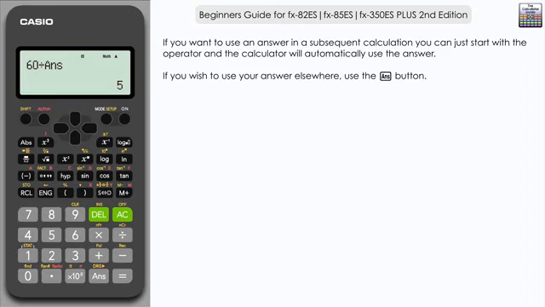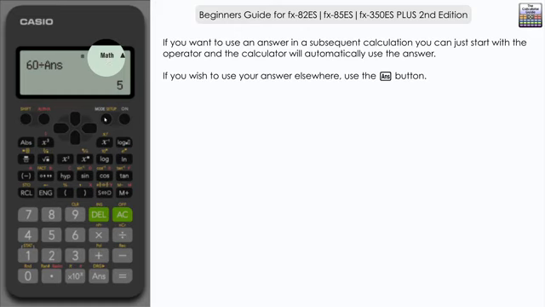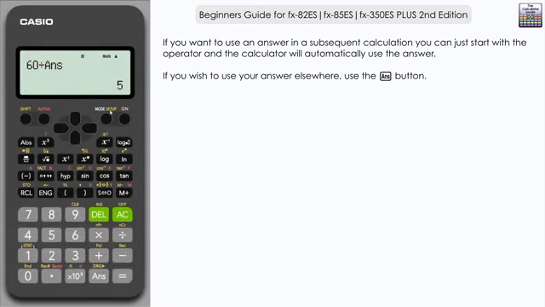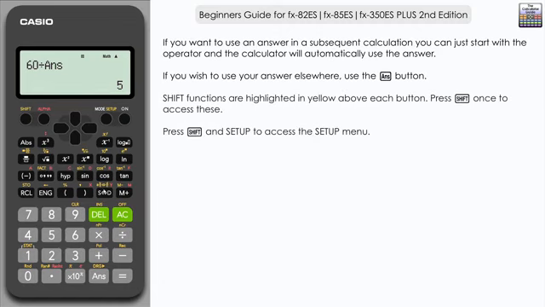Now let's take a deeper look at how numbers are displayed. So we're currently in Math mode. Well, we're going to have a look in setup. Now, to access this feature or any feature indicated in yellow above each of the primary buttons, we need to press the shift button first. So it's shift and then setup. And you can see that we've got a range of options.